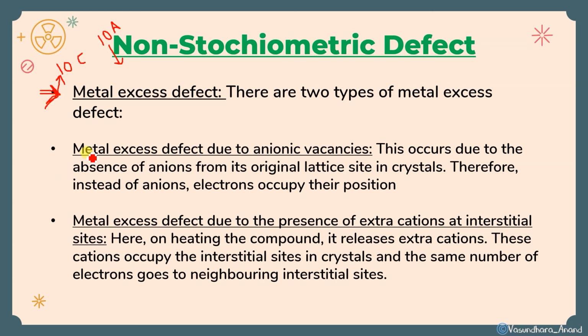Metal excess defect due to anionic vacancy. That means the anion will be less. One anion will be less. This occurs due to the absence of anions from the original lattice site in the crystal. The anion is missing, so what will happen? The cation will be more, okay? Therefore, instead of anions, electrons occupy their position.